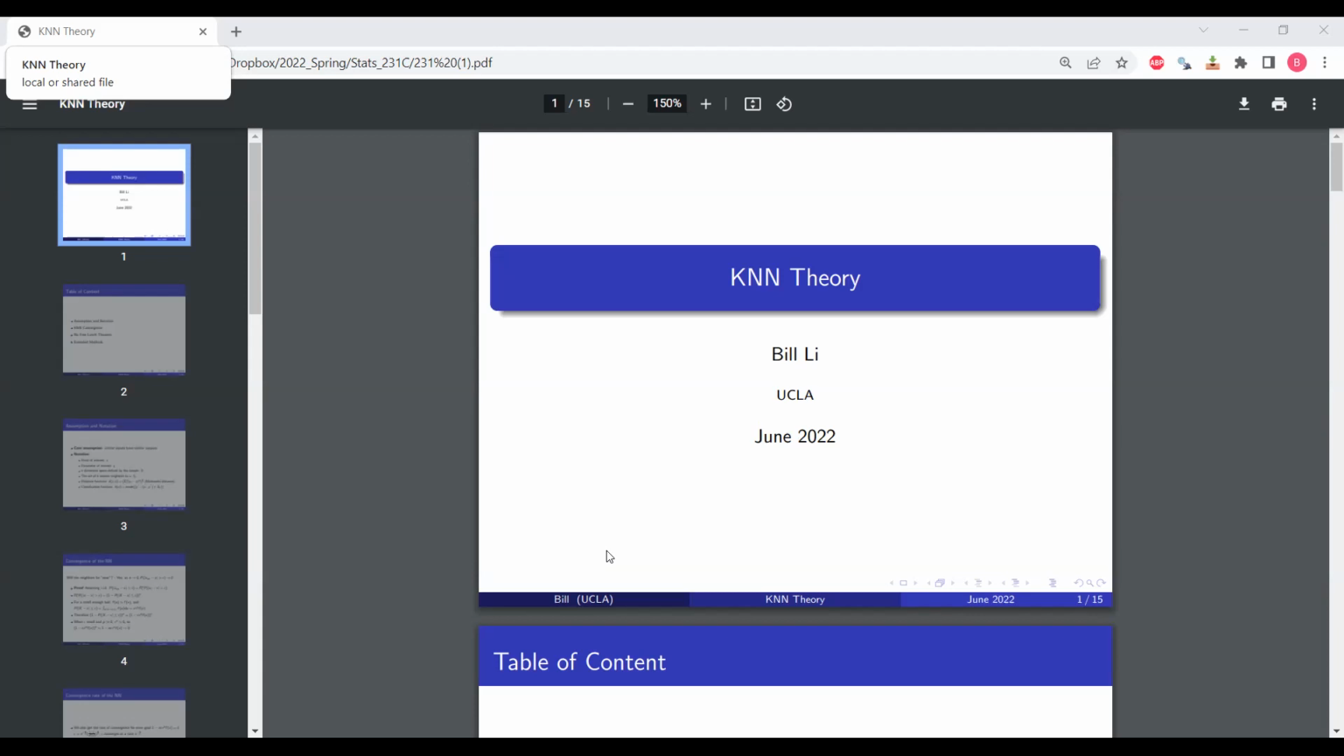Hi everyone, my name is Bill, and today I'll be talking about KNN theory and something really interesting about machine learning algorithms that I found out when I was researching theory related to KNN algorithms. So KNN algorithms, or K-nearest neighbor algorithms, are traditionally seen as a pretty simple algorithm in the scope of machine learning.